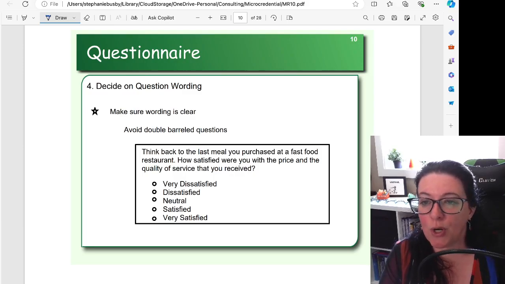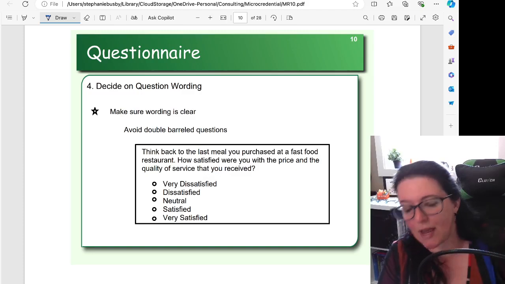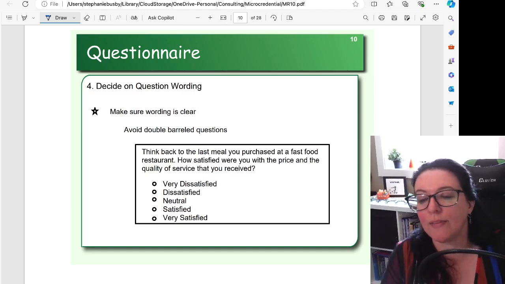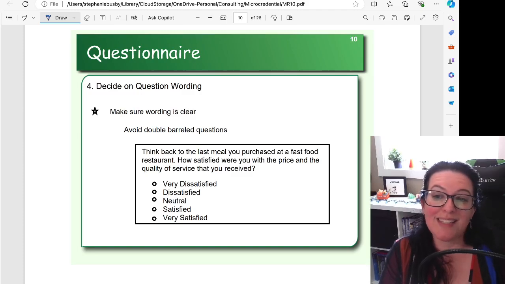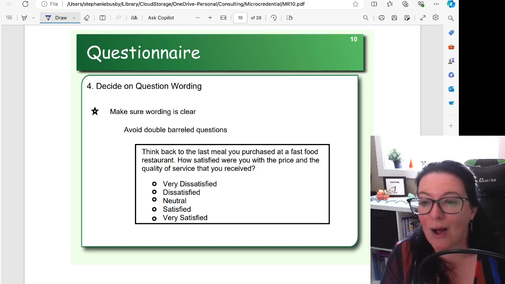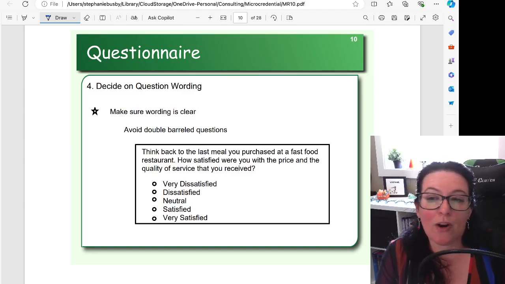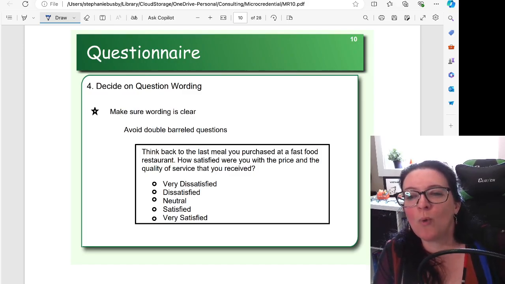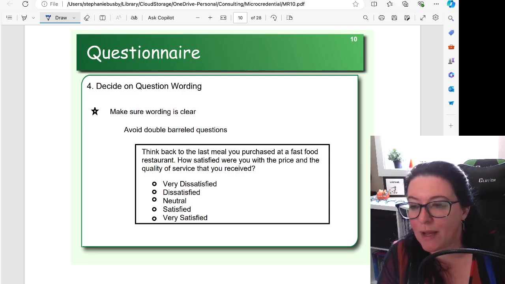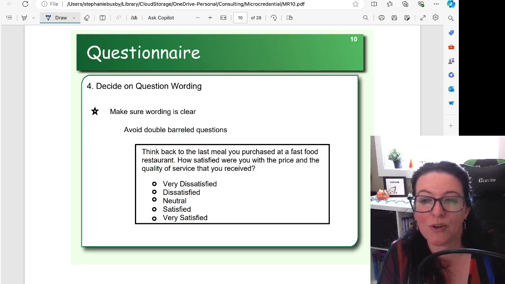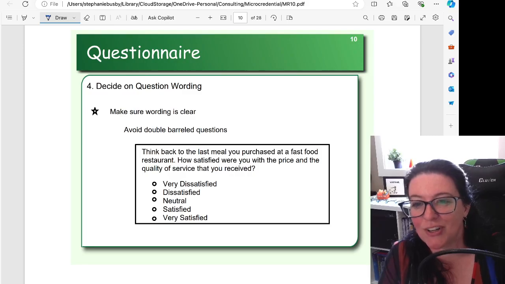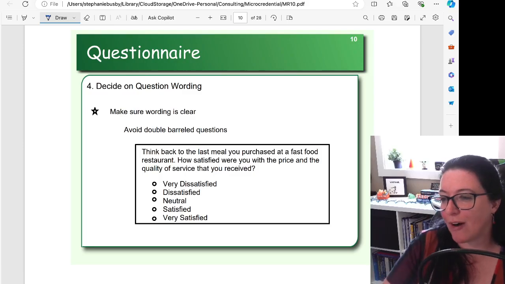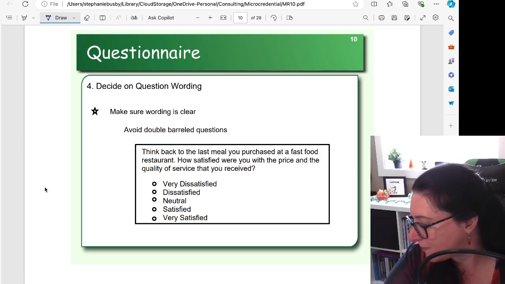How satisfied were you with the price? And then you have your scale. How satisfied were you with the quality? And then you have your scale. We could then see if there's a relationship between how they feel about price and how they feel about quality. Maybe they're connected because it's about bang for your buck. But we wouldn't want to throw them into the same question because they don't know which one they're answering and we don't know which one they answered. So it makes it hard for them to answer the question and hard for us to analyze the results.